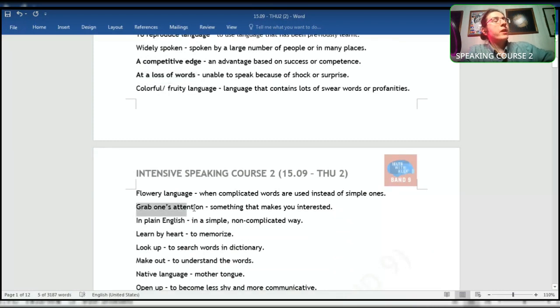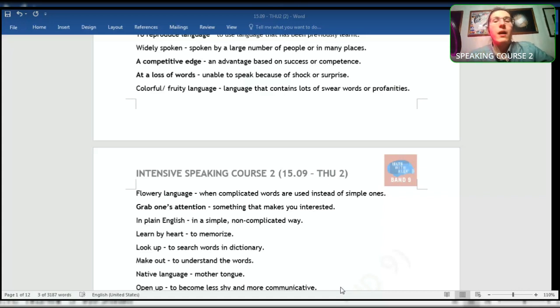Grab someone's attention. This basically means to make someone interested. You can say grab your attention, grab my attention, grab his attention, any person. But it basically means to pay attention to something because it caught your attention. You can also say caught my attention. You shouldn't say it grabbed my attention. It's better to say it caught my attention. Okay. Let's continue.